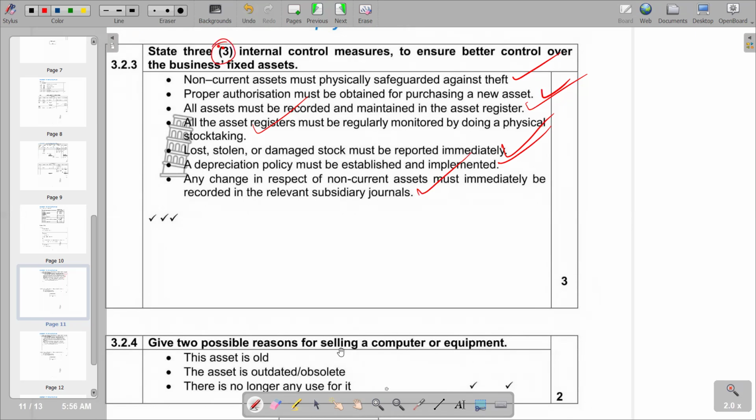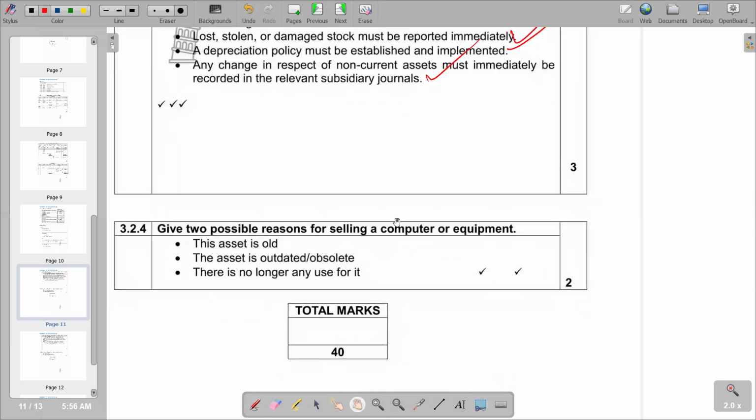The last part of our question is 3.2.4: give 2 possible reasons for selling a computer or equipment. Obviously we have challenges with that non-current asset. First, the asset is old. Second, the asset is outdated or obsolete. Then the last one, there is no longer any use for it. Our question requires 2 points, so we just pick 2 points. The total for question 3 of this question paper is 40 marks.